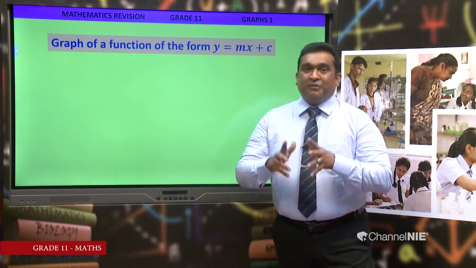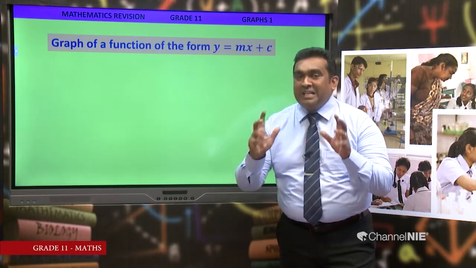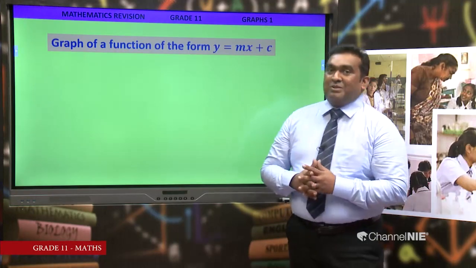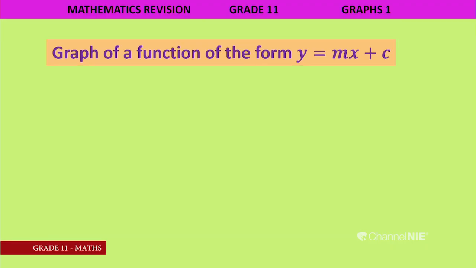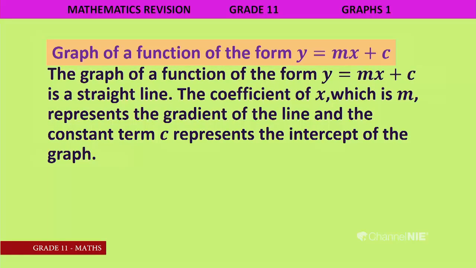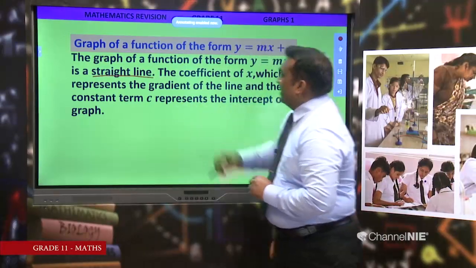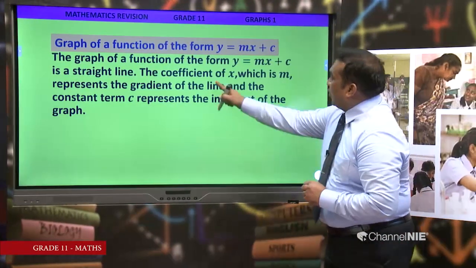What are the properties of a straight line? Especially in a Cartesian plane, we discuss a straight line using the gradient and the intercept. Then what is the gradient? Usually the gradient is the slope of a straight line with the positive direction of the x-axis. But here, the graph of a function of the form y equals mx plus c is a straight line, right?